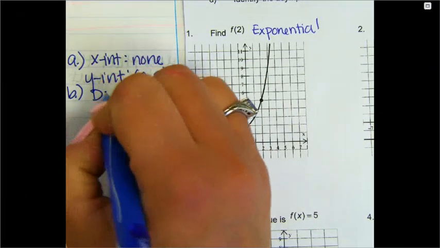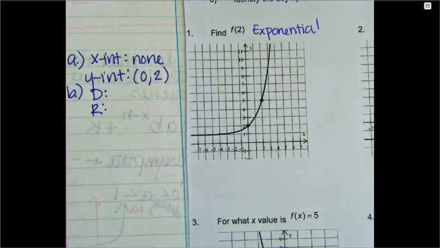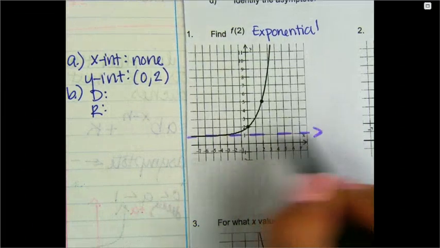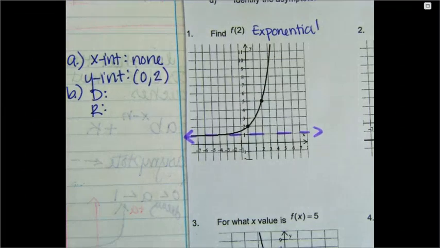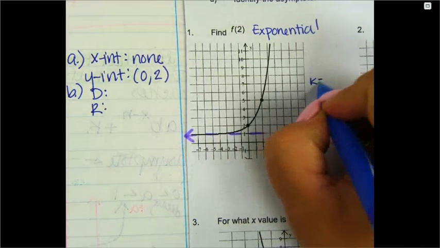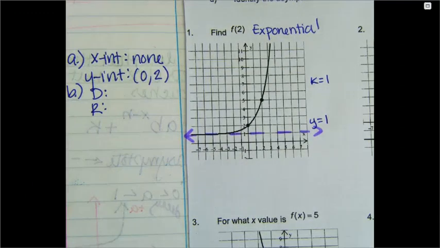Domain and range. First of all, we have to figure out where our asymptote is. Where do you think the asymptote is on here? It's not a y-intercept. It's y equals what? Y equals 1. So we're going to say y equals 1 and color that in with our dotted line. We say y equals 1 because our k is 1, right? We're pretty sure k is 1, so our y is 1. We need that for our range.